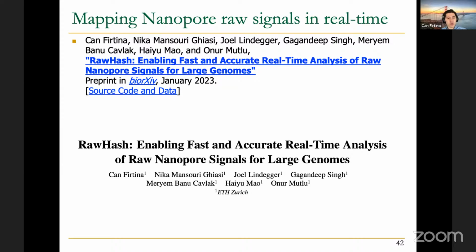We also have RowHash, which can quickly analyze the nanopore raw signals as they are being generated in real time while reading the DNA, so that these raw signals can be mapped to a reference genome in real time while the data is being sequenced.